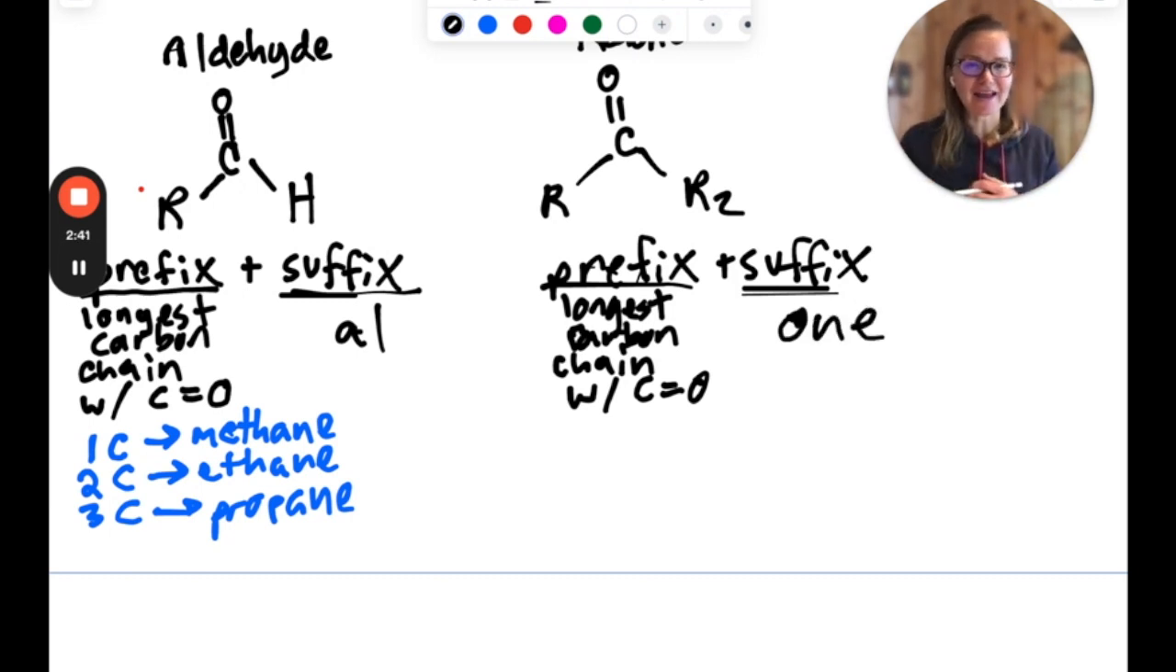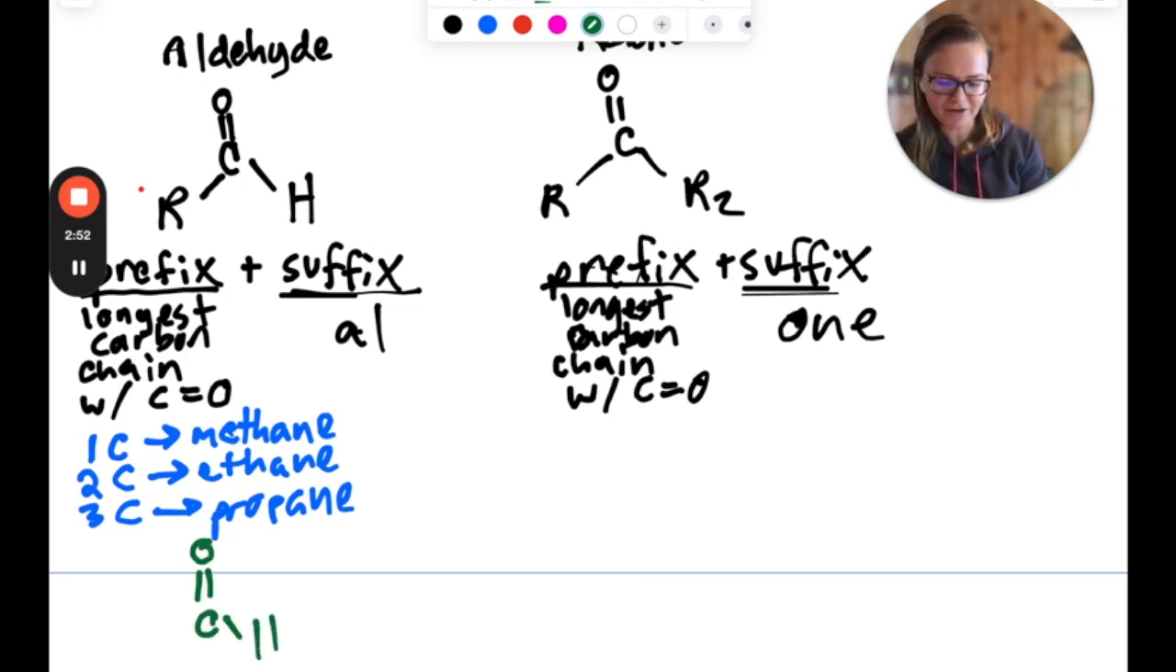Let's take a look at how we name some simple aldehydes and ketones. Let's say I have an aldehyde that looks like this, the simplest possible aldehyde, which would just be our carbonyl group. It's going to be attached to two hydrogens. Now, what's our longest carbon chain here, including the carbonyl?